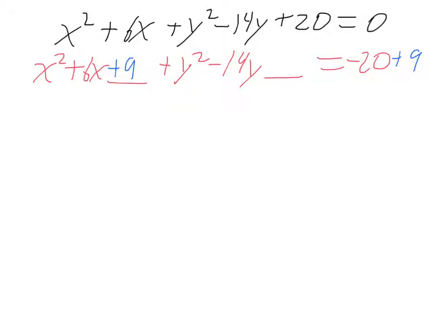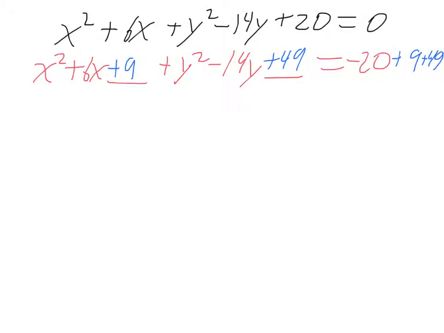But now I also need to complete the square on the y terms. So what do I need to put there? Still (b over 2) squared. In this case, now the b is negative 14. So negative 14 divided by 2 is negative 7. Negative 7 squared is 49. So I'm going to add 49 to the left, which means I also have to add 49 to the right. So we basically just complete the square twice, which really is no problem.